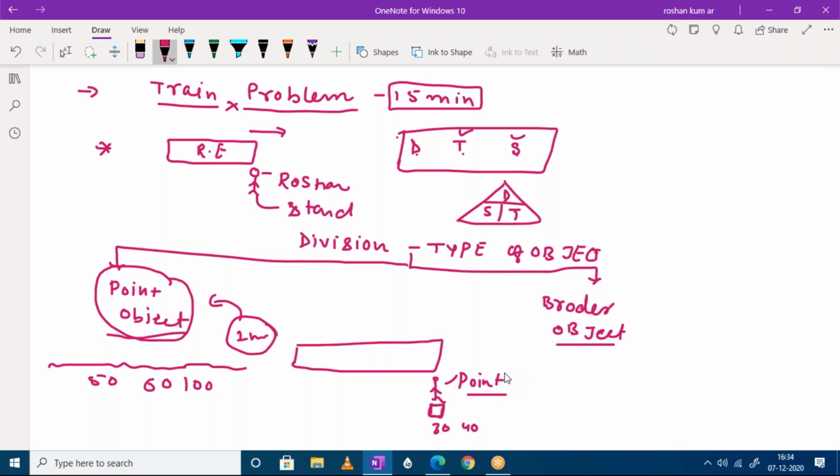A man, a woman, we can call it a traffic lamp, we can call it a pole, we can call it a tree, we can call it a bicycle also. Anything whose length is less than 1 meter is called a point object with respect to a train. Is that point clear to all of you?